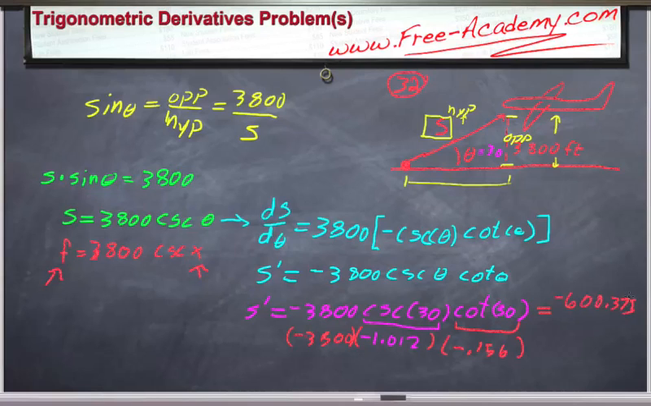So this plane, when it's 3,800 feet off the ground and at an angle of 30 degrees away from our point here, the change in the hypotenuse is going to be negative 600. So our hypotenuse is shrinking just like we would expect it to. That is our answer to this problem here, and I think this is very illustrative for education purposes.